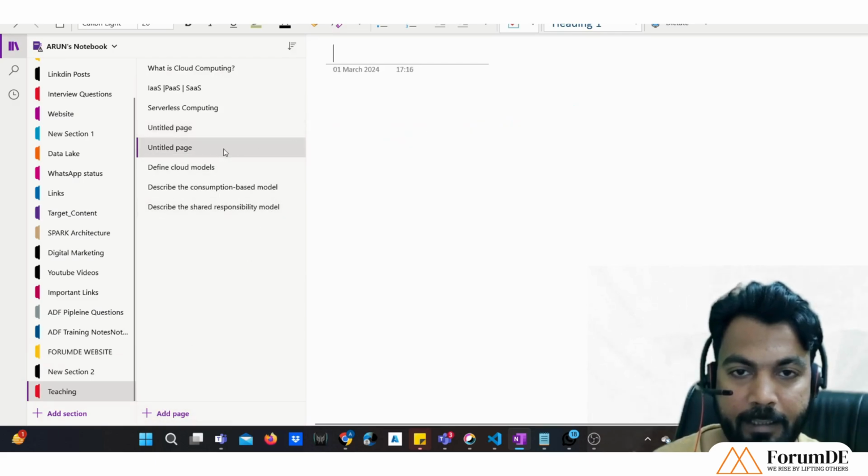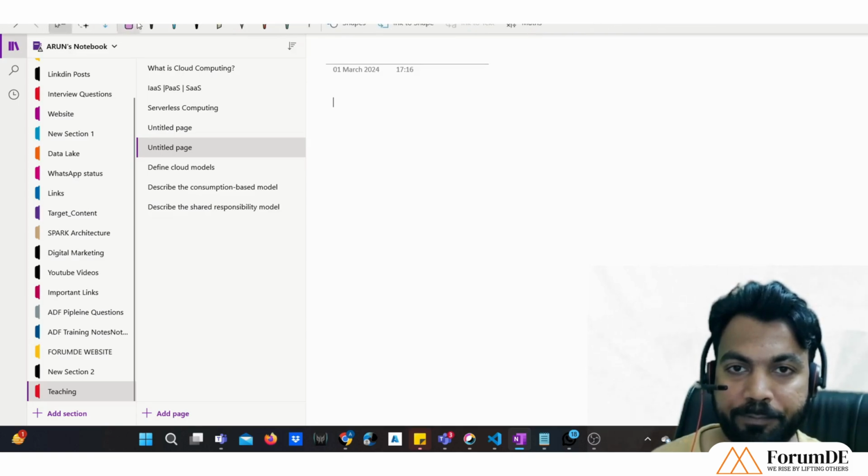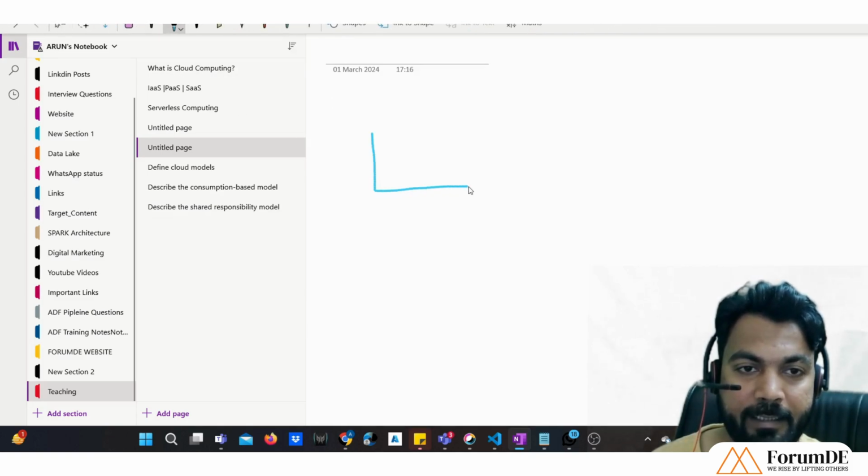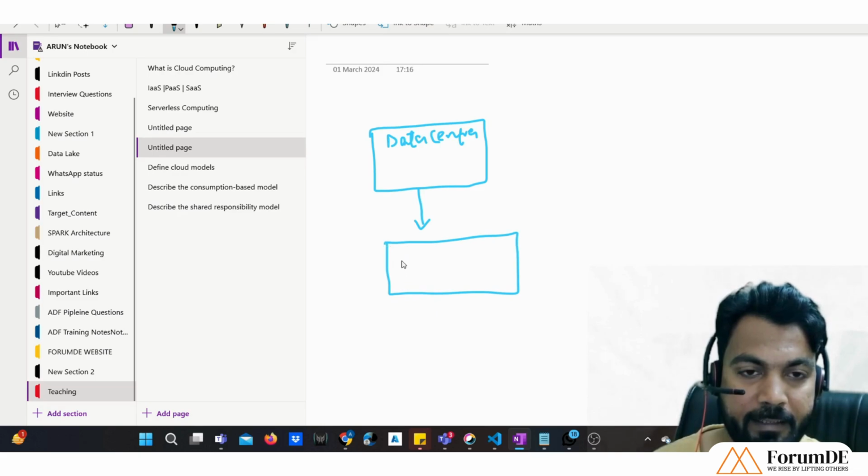So as I said, the data center is the most basic foundation. Let me create a page here, and let me take a pen and talk around this. Data centers are the most basic foundation of Azure physical infrastructure. Then we have something called availability zones. What are availability zones?